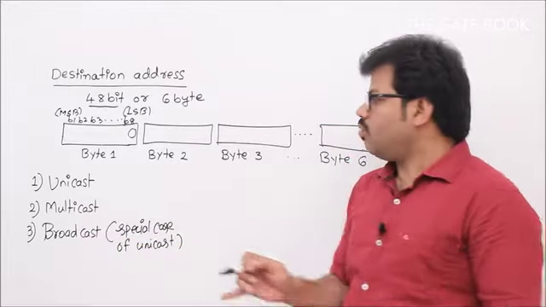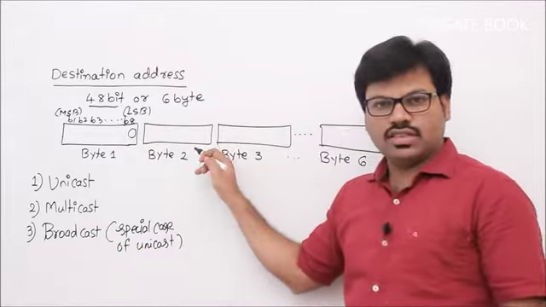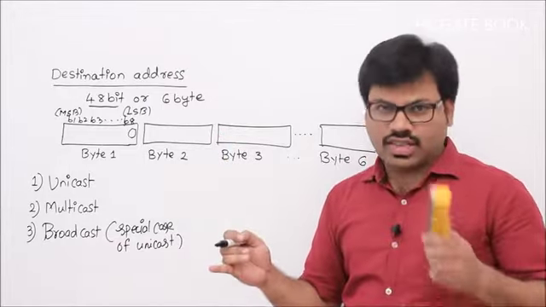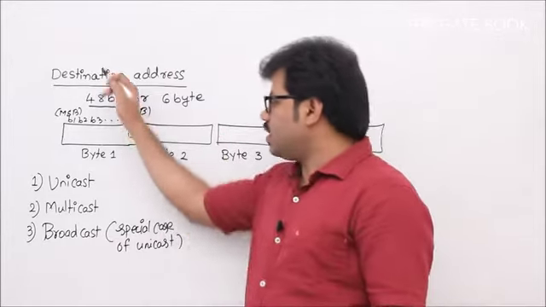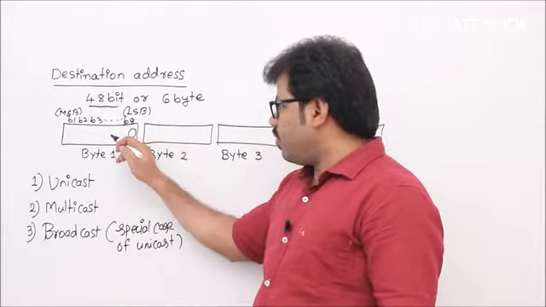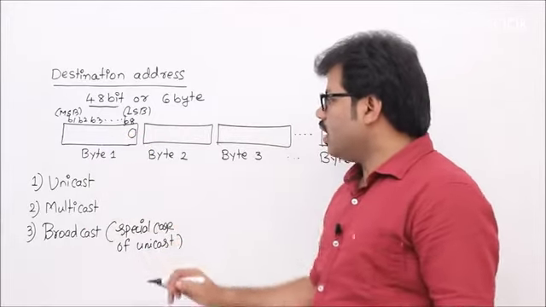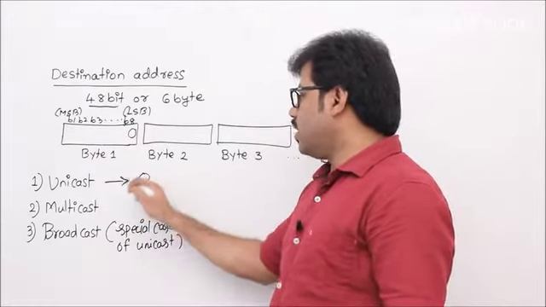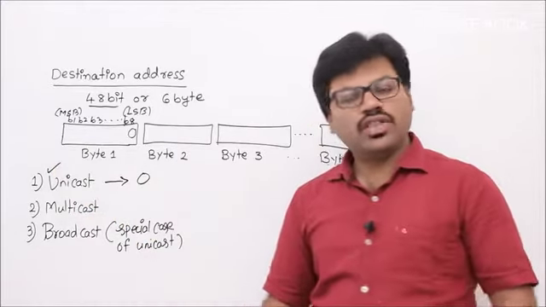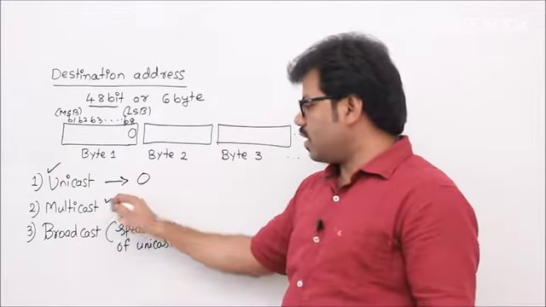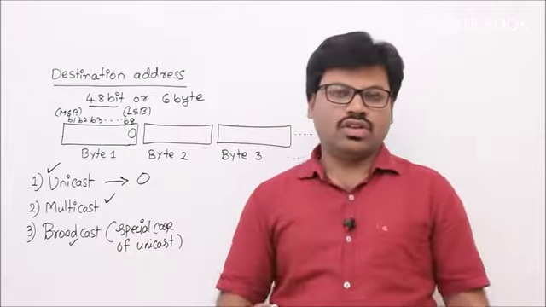Based on the least significant bit of byte number 1, these various kinds of addresses are defined. Let's say you have one destination address, and how the receiver is going to understand it, we will see. If the LSB we are talking about, especially in byte number 1, is 0, then that is called a unicast address. What is a unicast address? What is a multicast address? What is a broadcast address? I will tell you.